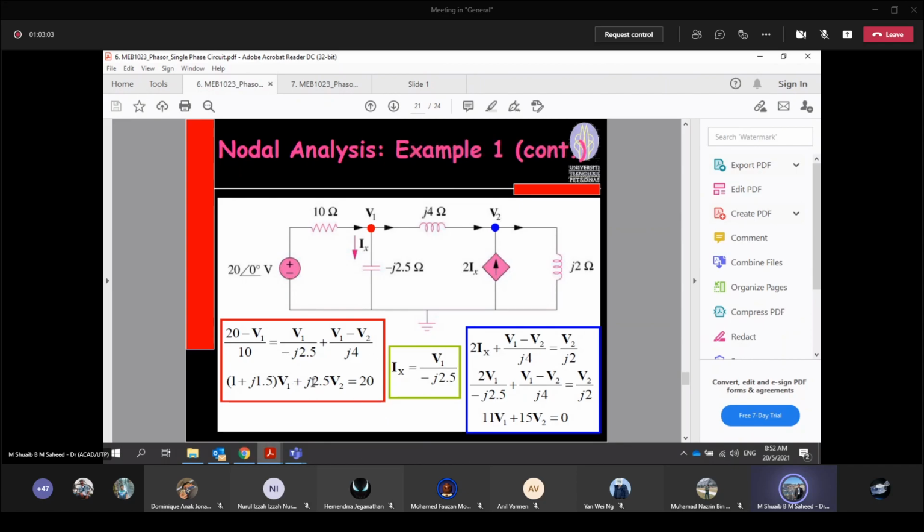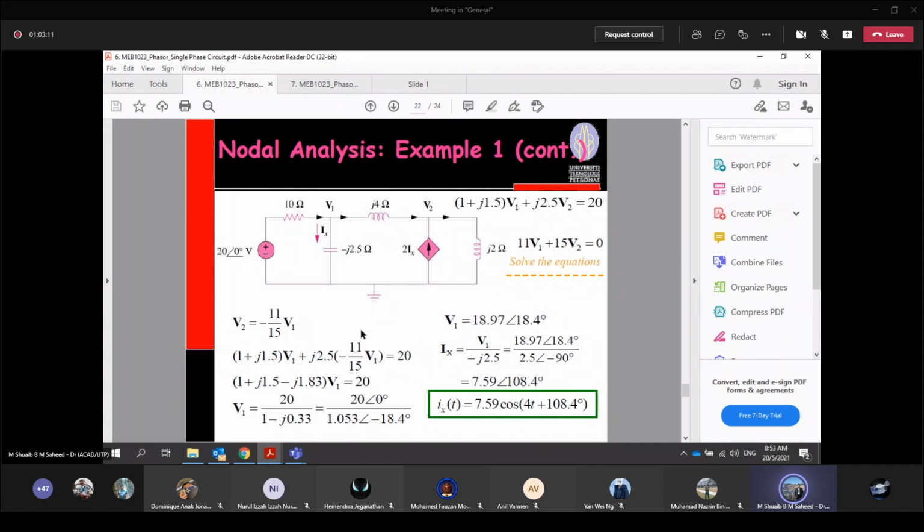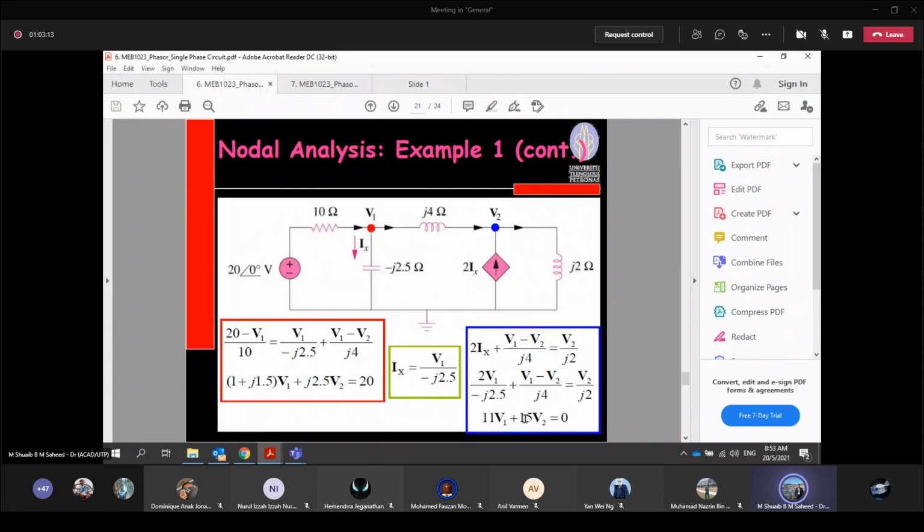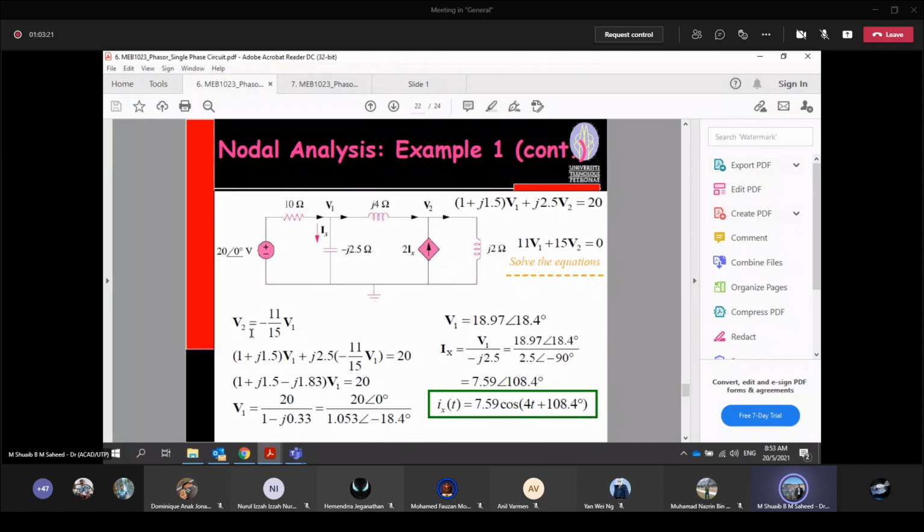Now you have two unknowns, V1 and V2, and you have two equations. Now you can solve. Do the factorization. You may take V1 as the subject, then V1 equals negative 15 V2 over 11. Then substitute, do the math, and you will arrive at this value. V1 equals 18.97 angle 18.4 degrees. Now you got your V1.